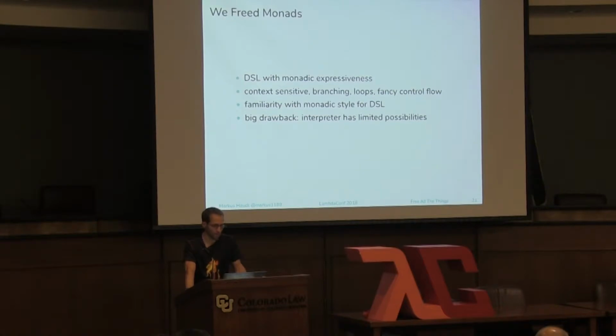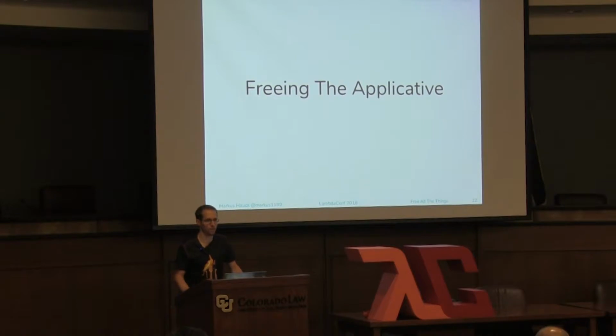And the monads gets you context sensitivity, you get branching loops, basically any fancy control flow that you can imagine. The big drawback, however, is that the interpreter will have limited possibilities because you cannot really inspect the functions inside the flatmap nodes. But that's something you have to live with if you are using free monads. Okay, so we freed monads.